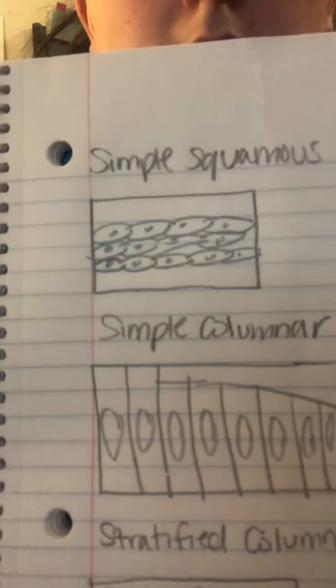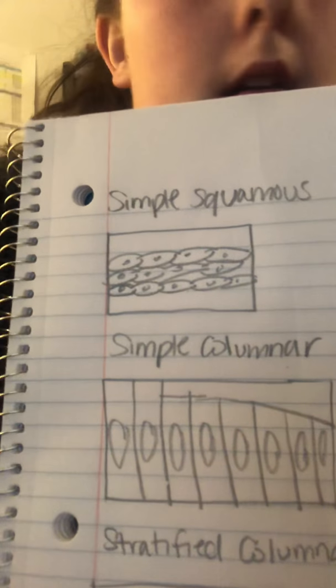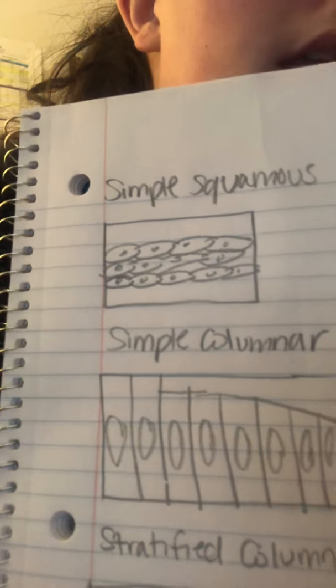Simple squamous is flat and thin. Its function is diffusion and filtration, and it's found in air sacs of the lungs and the wall of capillaries. Simple squamous would be that top one, looking up, that would be your simple squamous.